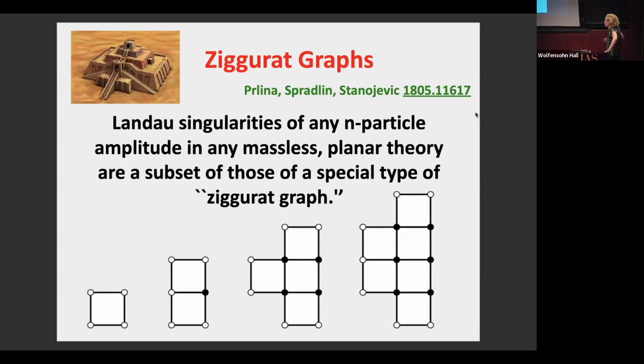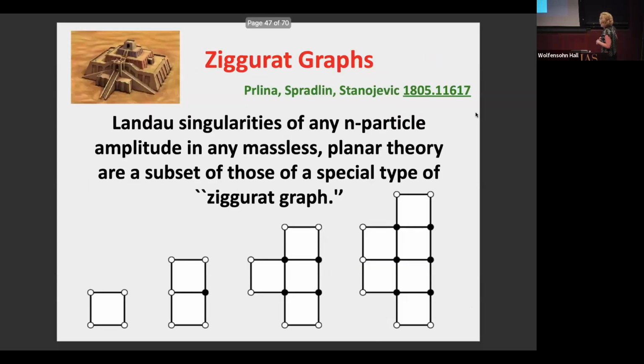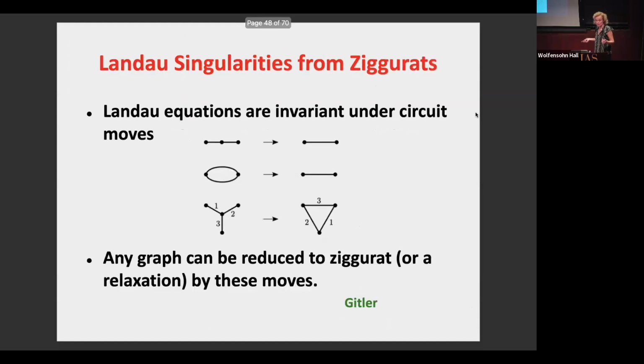You go to 6 by building up this layer. And so for 5s, you start with this and you add something like this. So they're special. All you need to know, they're special graphs. So rather than starting with an arbitrary diagram, you might want to start with these ziggurat graphs. And interestingly, the Landau equations are invariant under certain circuit moves. And under those moves, any graph can be reduced to a ziggurat. So that's why it's interesting.